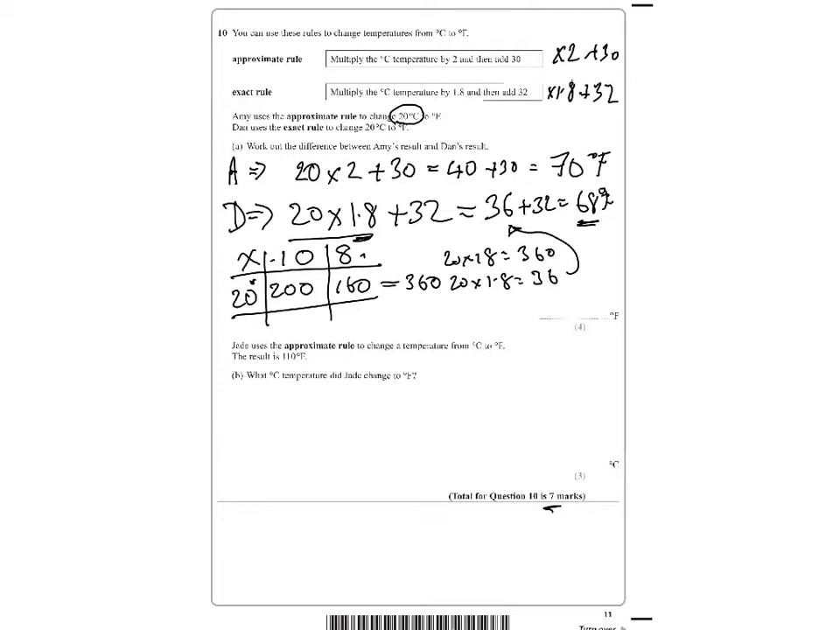Okay, so to actually finish answering the question, we have Amy has 70, Dan has 68. The difference is 2 degrees Fahrenheit. For the multiplication, I did the grid method. I'm now going to just show you another method, which I'm just going to pop down here, which I've seen called the Chinese method, and I really like this.